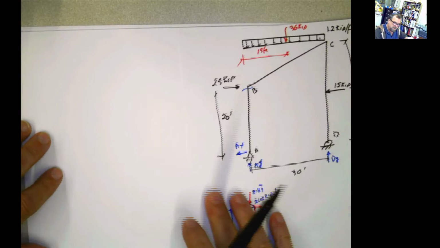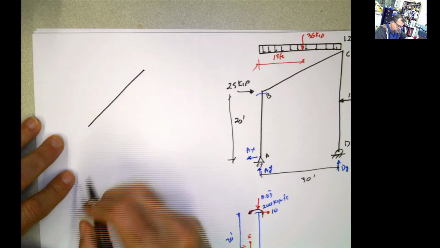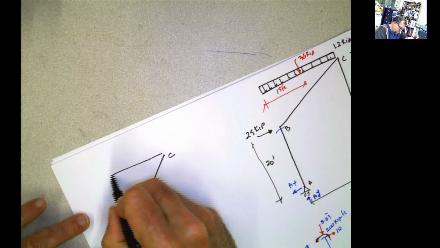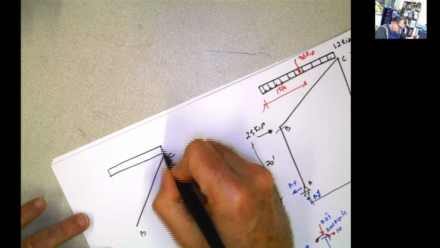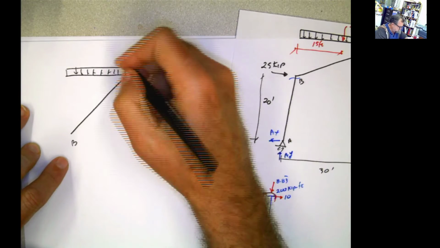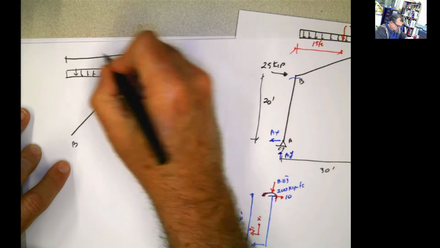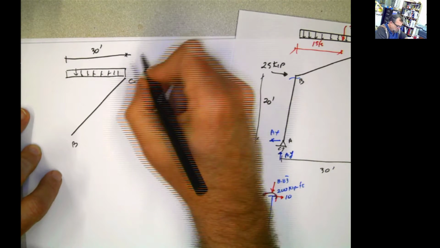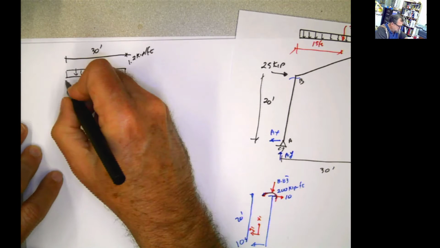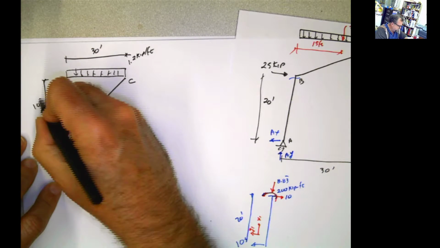Now, let's go to the member BC. Member BC. This is B, this is C. This is 30 feet. I'm all over the place with the scaling. And this is 10. Look at that nice scaling, 30 here and 10 here.